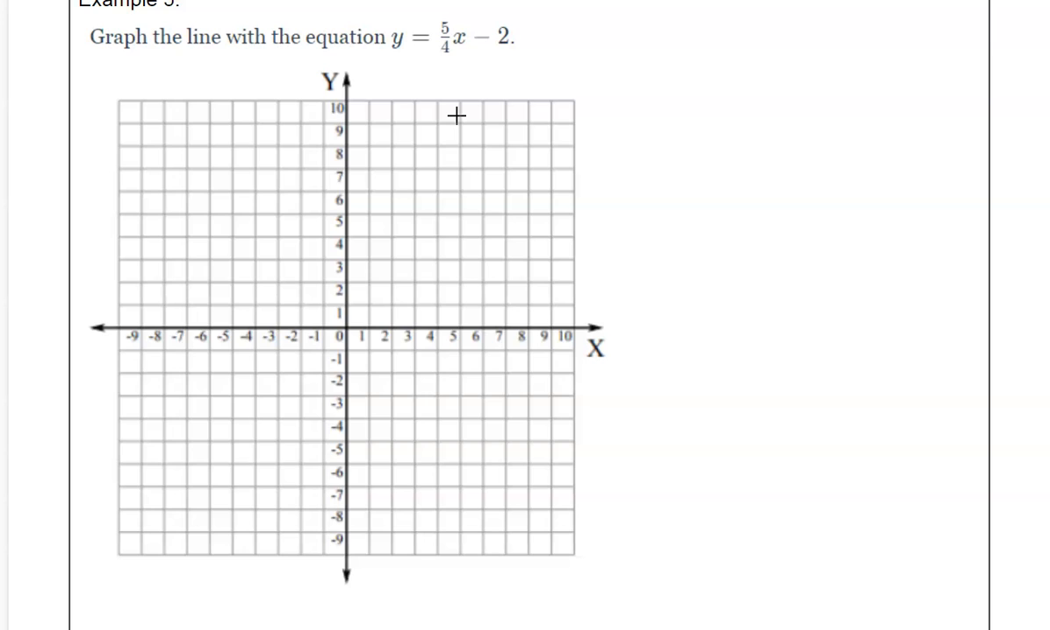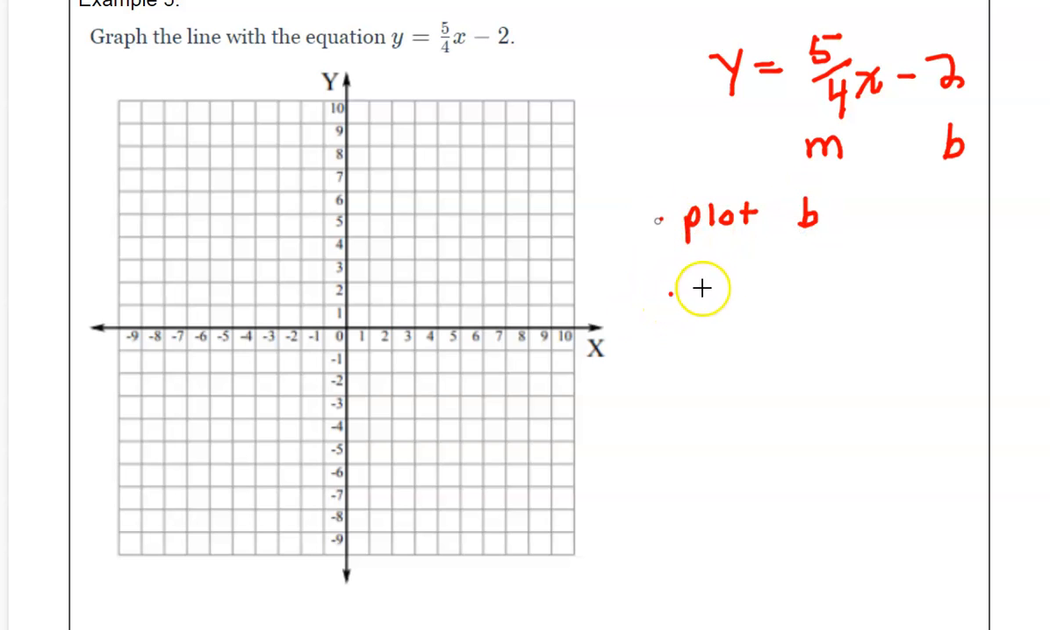Okay, last problem. Graph the line with the equation y equals 5/4 x minus 2. Here's a big deal. You have slope-intercept form. They gave you the equation. Now they want you to graph it. Well, we know that y equals 5/4 x minus 2. We know that this is our slope. This is our y-intercept. So we're going to plot our b, and then we're going to use m for more points.